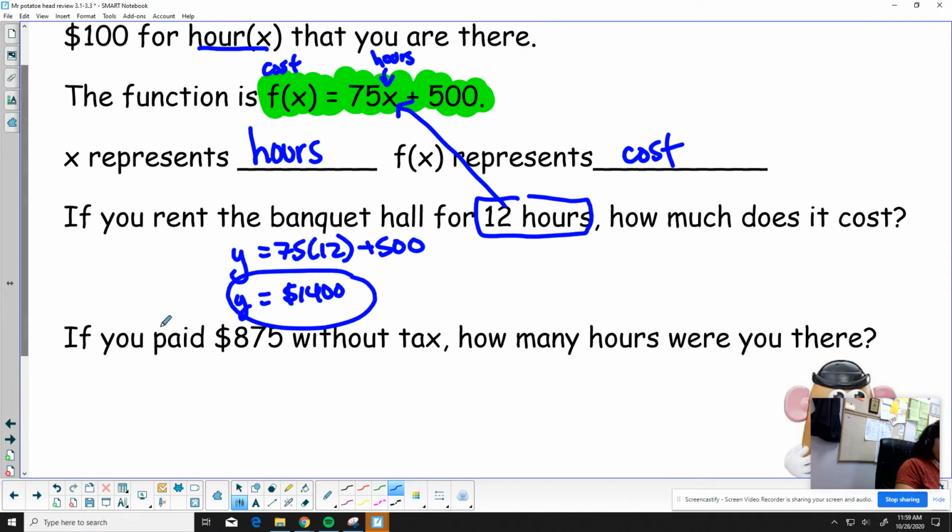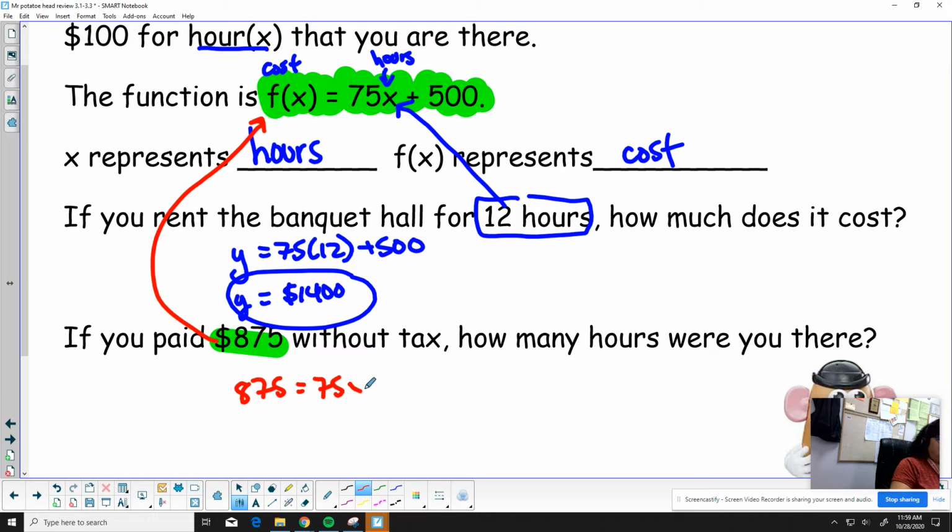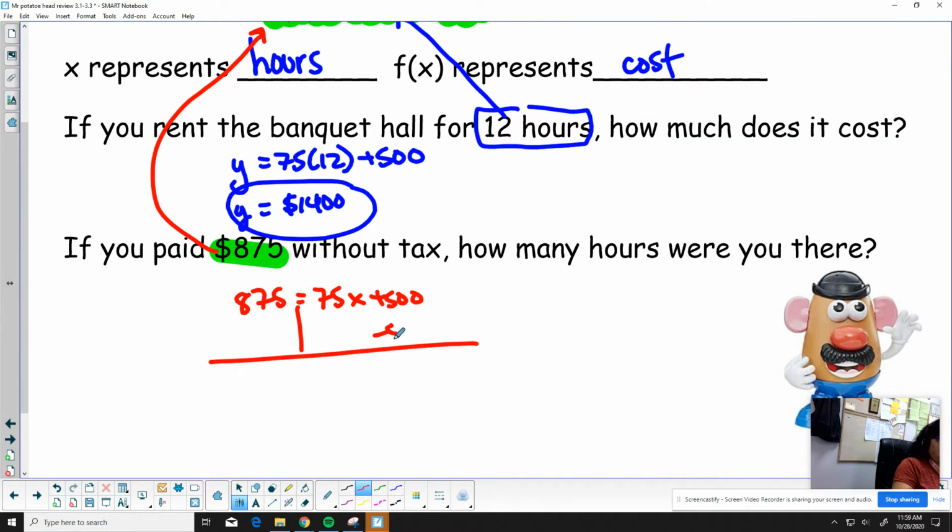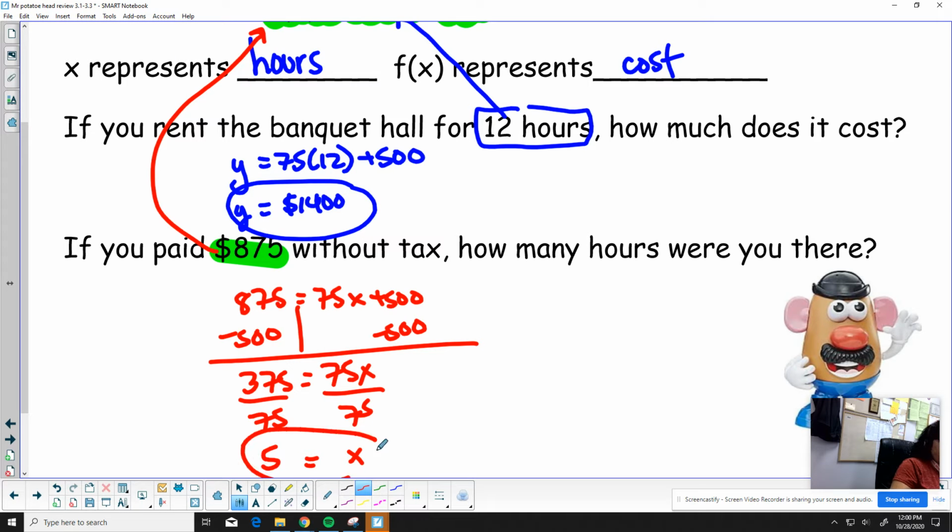Okay, and if I do the same thing, if I paid $875 without tax, that's my cost. How many hours? So this time I'm going to plug it in over here on this side. So the same function, but I'm going to plug it in over here. So 875 equals 75x plus 500. Now your solving skills kick in. So we're going to subtract 500 on both sides. And then we're going to divide by 75, which I know that you know how to solve. So 375 divided by 75 is 5. So that cost would have been for 5 hours.